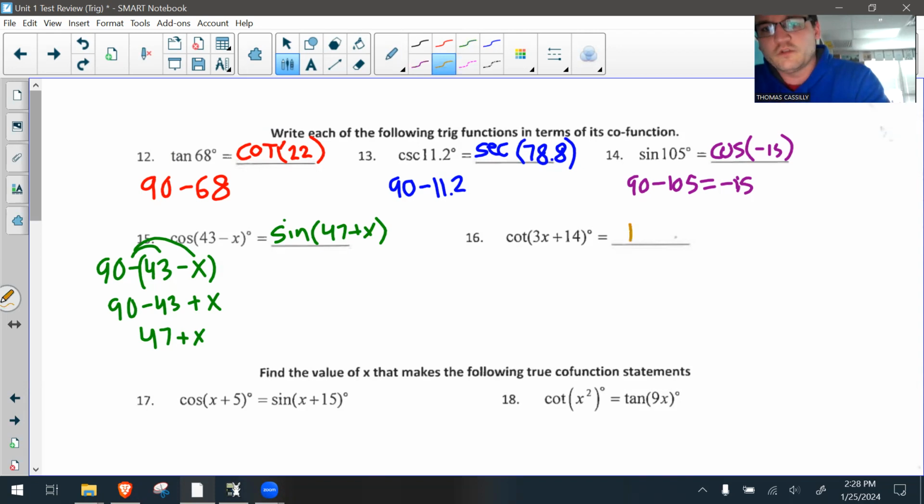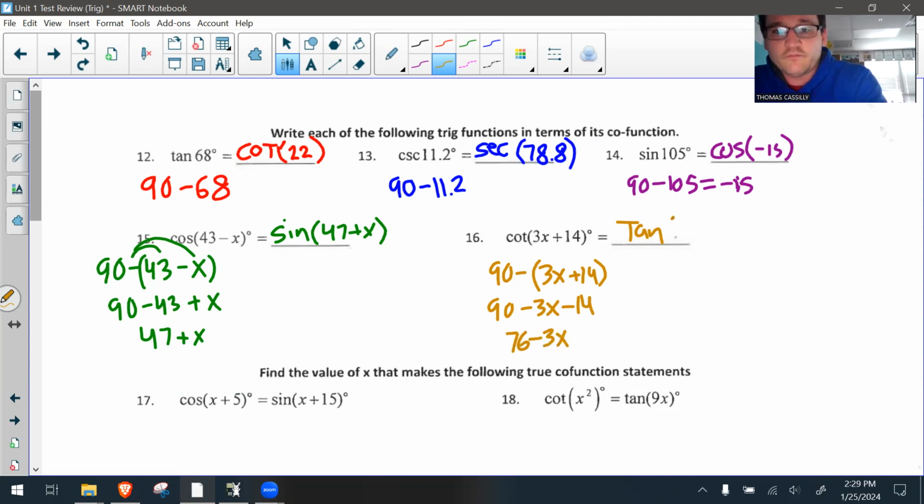Just like before, cotangent goes with the tangent. All right. So we're going to say 90 minus all of this stuff, 3x plus 14. Right, distribute the negative sign. 90 minus 3x minus 14. 90 minus 14 is going to give us 76 minus 3x. All right, so the tangent of 76 minus 3x. All right, that should be equal to the cotangent of 3x plus 14. All right, if you don't believe me or if you want to double check, pick any number for x. Pick a 2, a 10, whatever. Plug it in and then match them up.